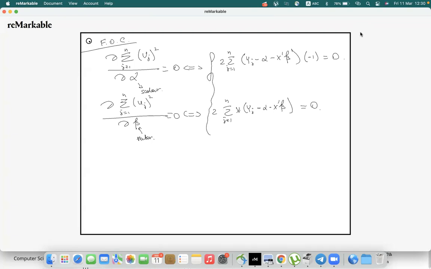Can you tell me how many equations you have here in the system, and how many unknowns you have? Let me denote the system by 4.